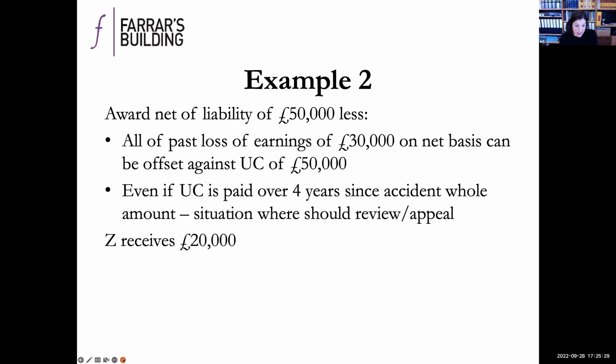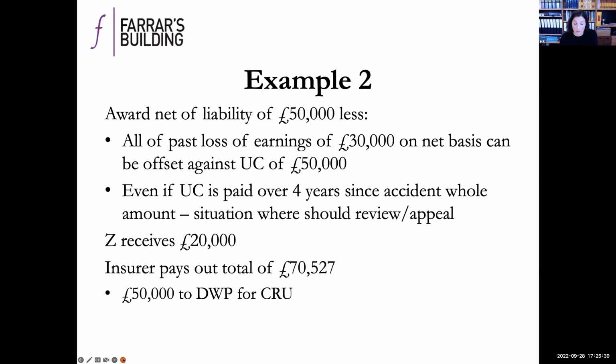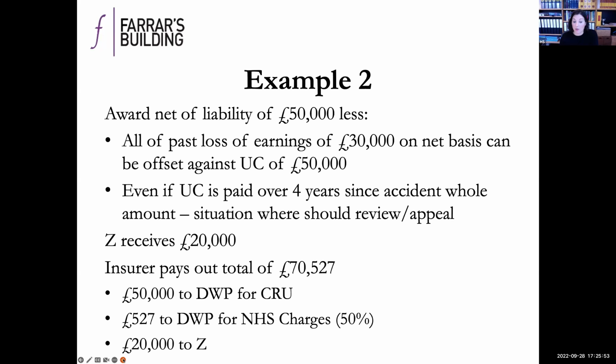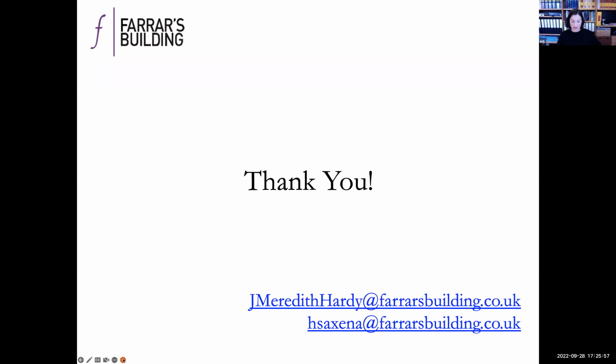In that case, that claimant receives £20,000. The insurer pays out a total of £70,527, which is made up of £50,000 to the DWP for the CRU certificate, £527 to DWP for NHS charges, because you can halve those because of the contributory negligence, and £20,000 to the claimant. So those are some very quick examples.